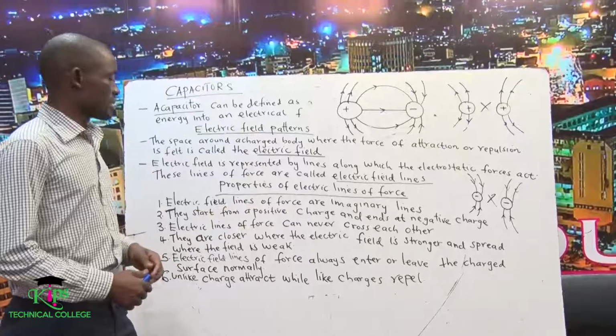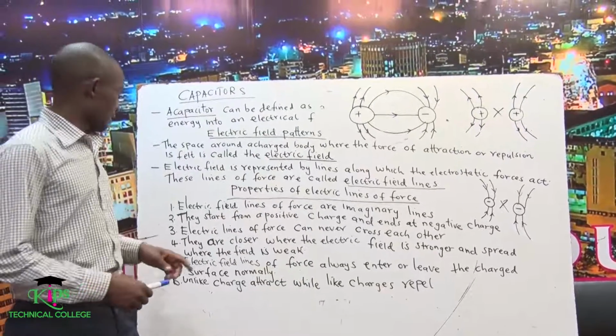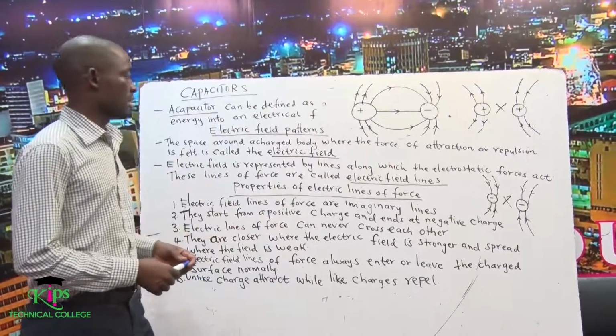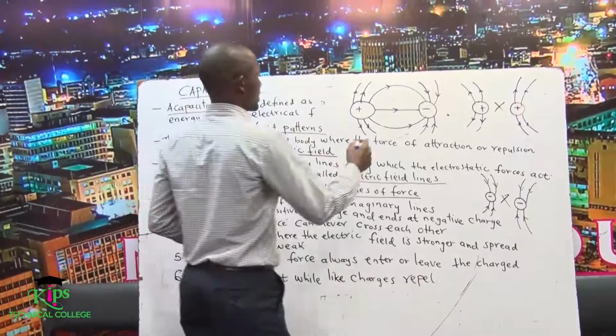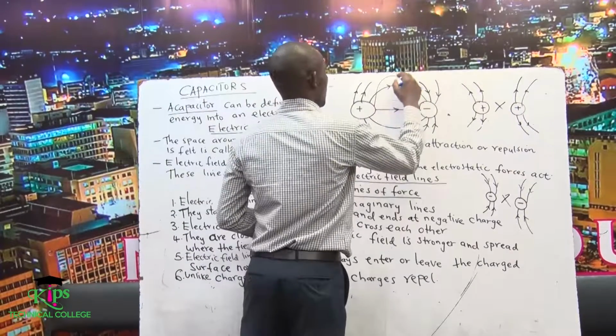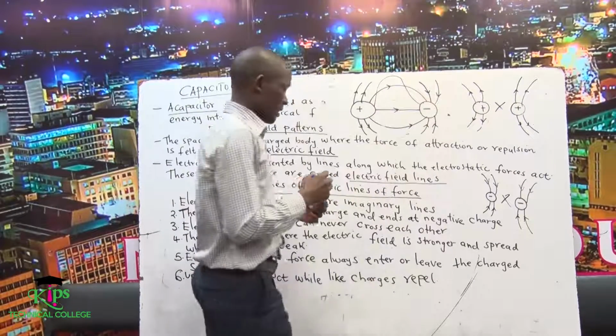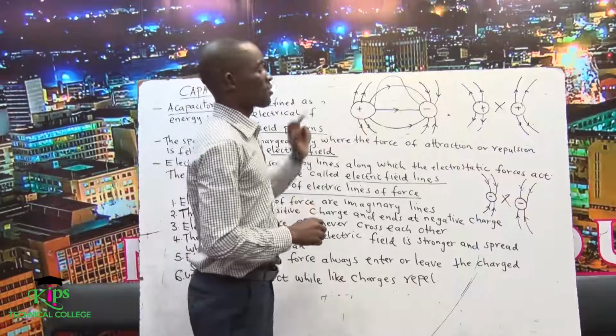Electric lines of force can never cross each other. You will never find a situation whereby you have another one moving in such a manner. These electric lines of force will never cross one another.